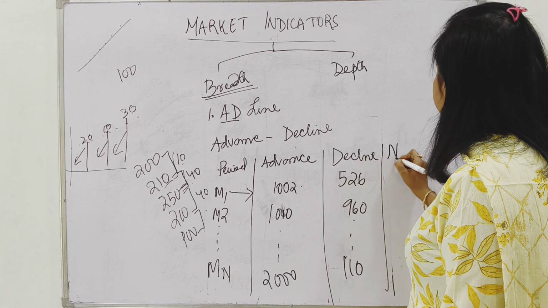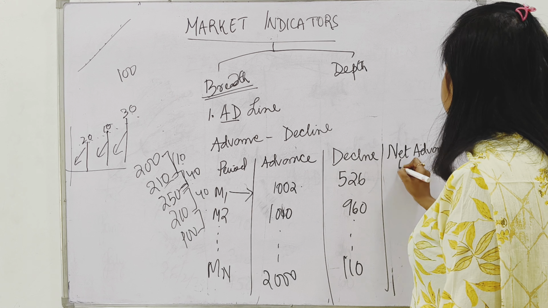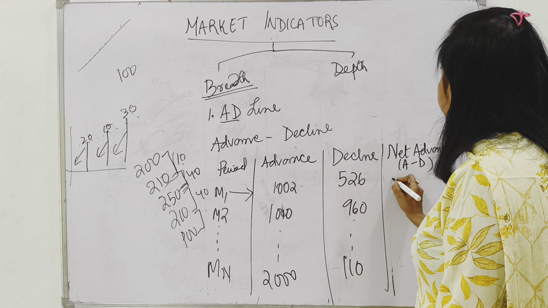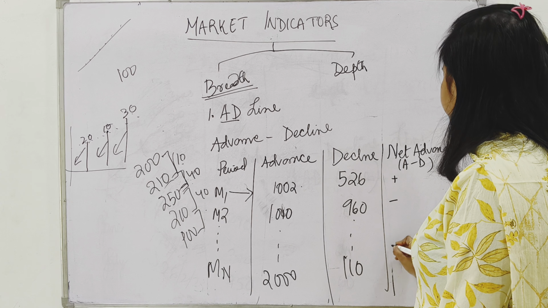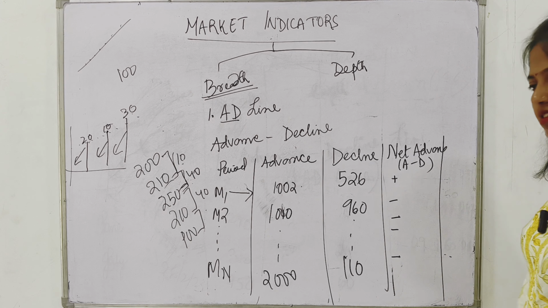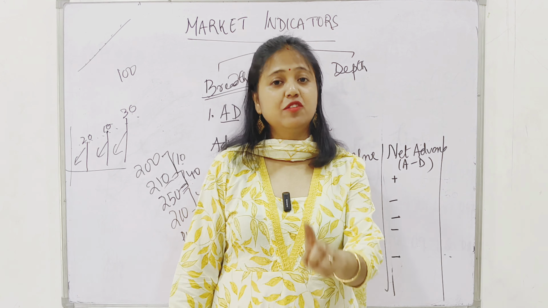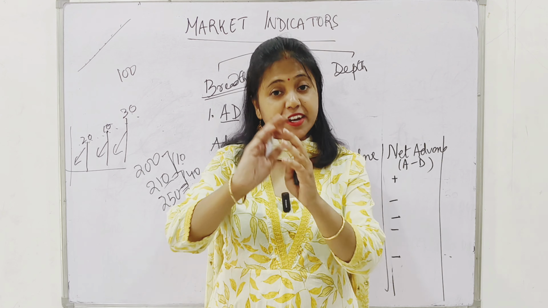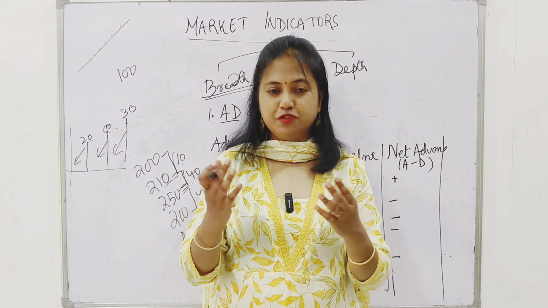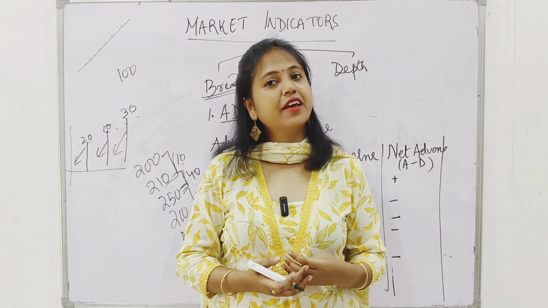After that we try to find out net advance. Net advance means A minus D, advances minus declines. Sometimes you will find it positive, sometimes negative. So what does net advance mean? Net advance means on a particular day whether advance was more or decline was more. If the advance is more, the figure comes out positive. If decline is more, the figure will be negative.